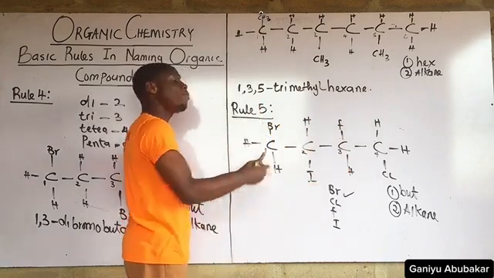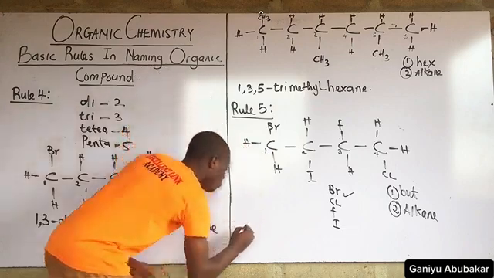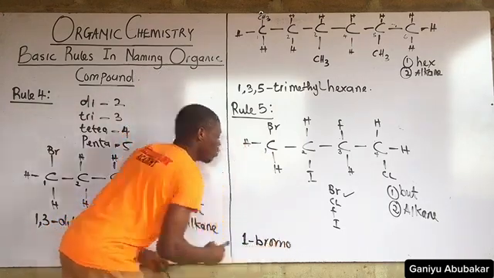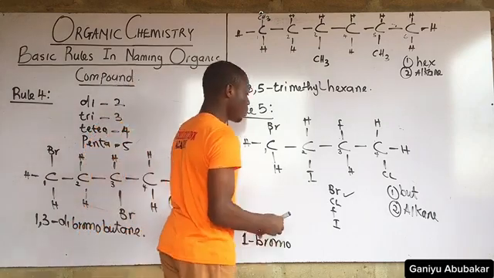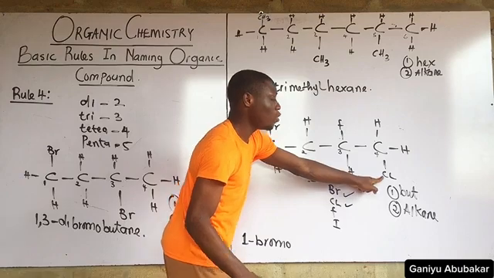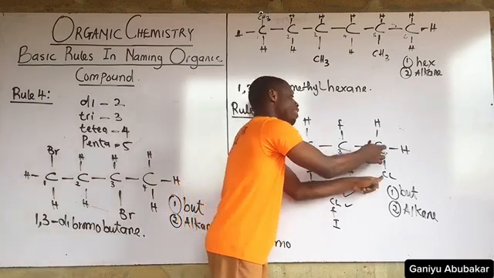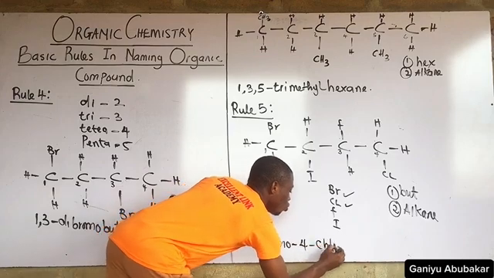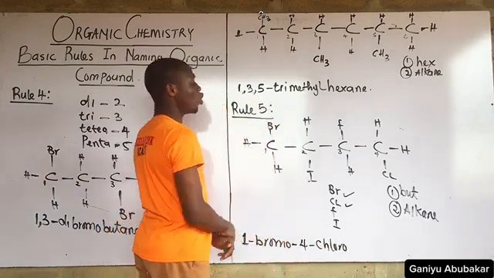That's 1. So the position of this bromine is 1. That becomes 1 bromo. Alright, I'm done with the bromine. Move to chlorine. How many chlorine here? Just 1 chlorine. What's the position of the chlorine? Attached to carbon 4. That becomes 4 chloro. I'm done with chlorine.